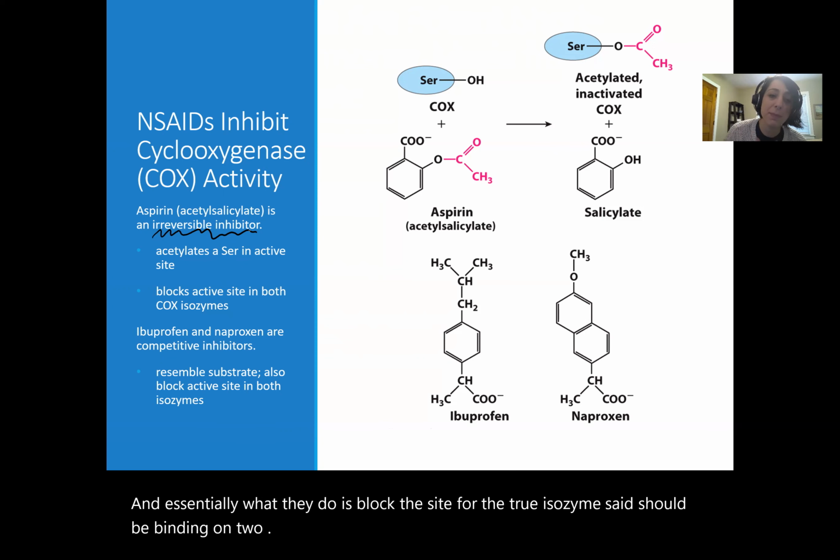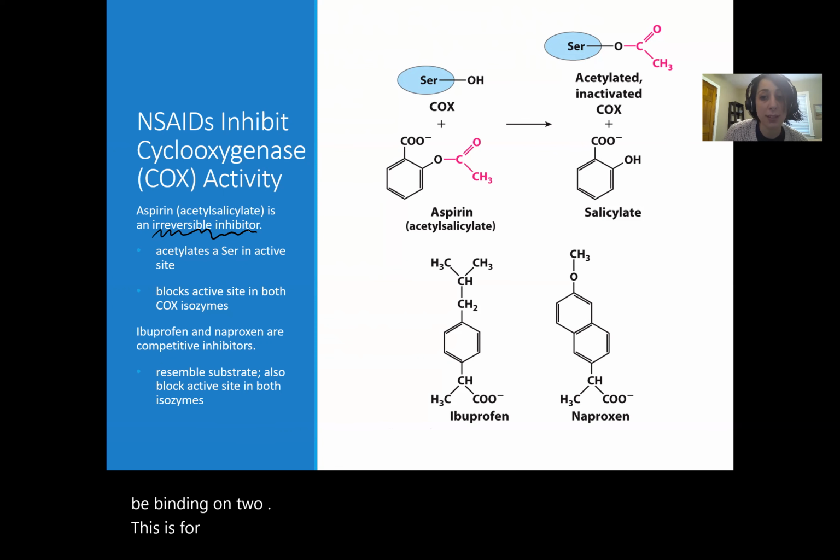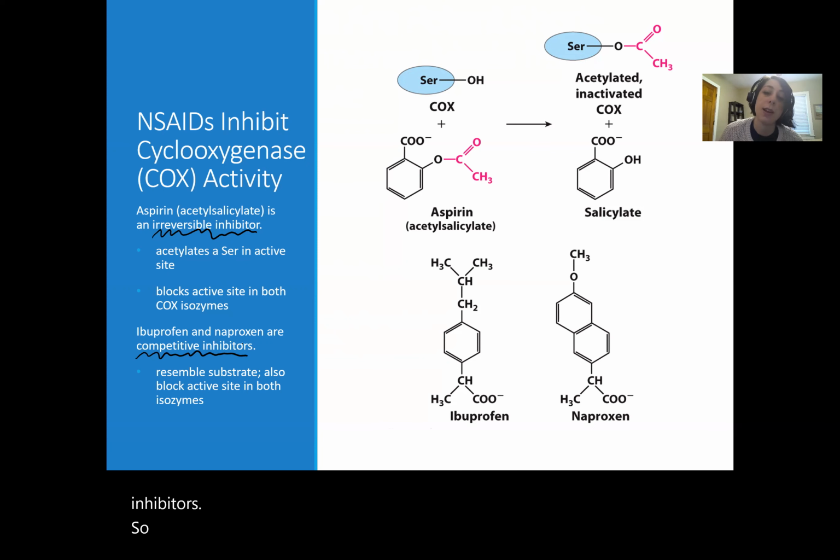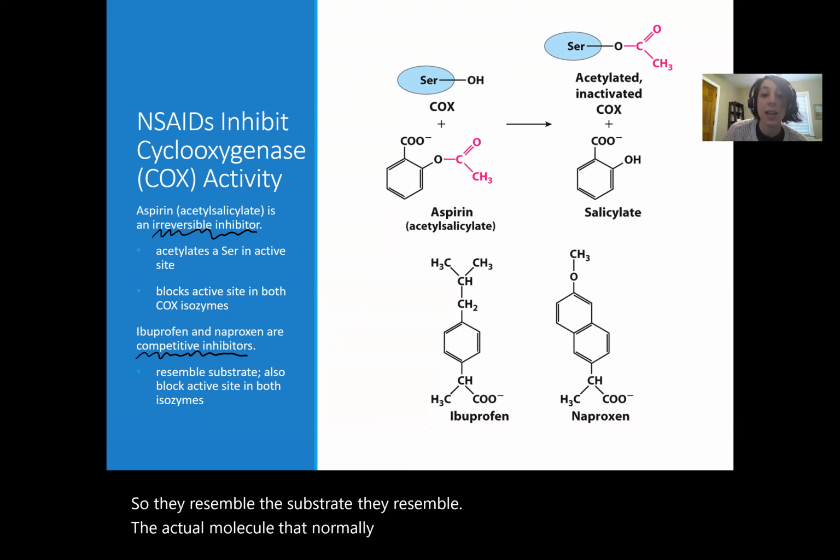This is for aspirin. Ibuprofen and naproxen, other NSAIDs, are competitive inhibitors. So they resemble the substrate. They resemble the actual molecule that normally binds to COX, and they compete for that site for binding.